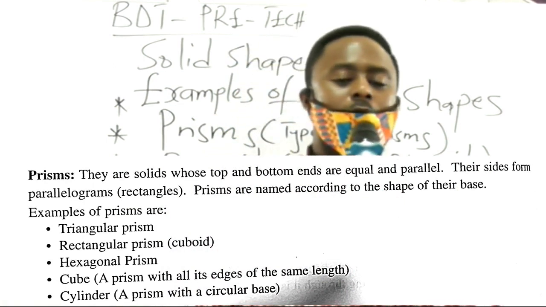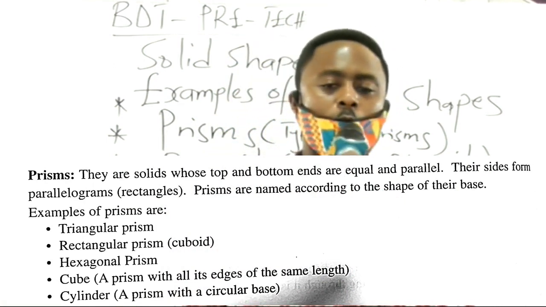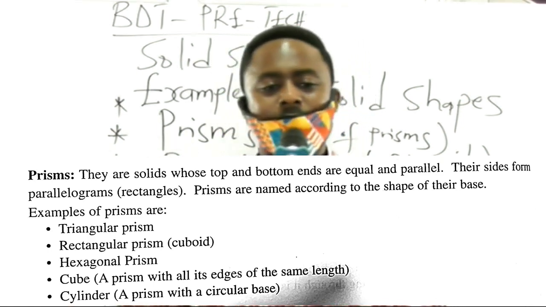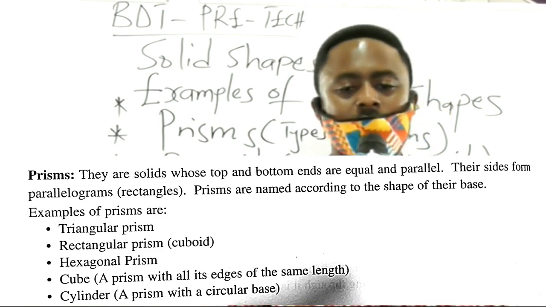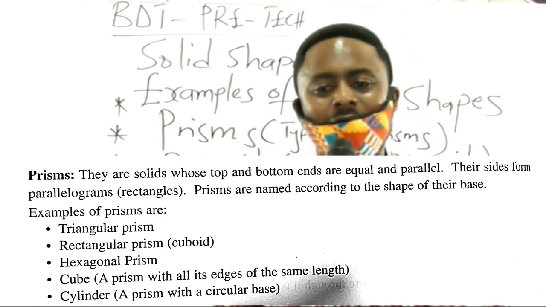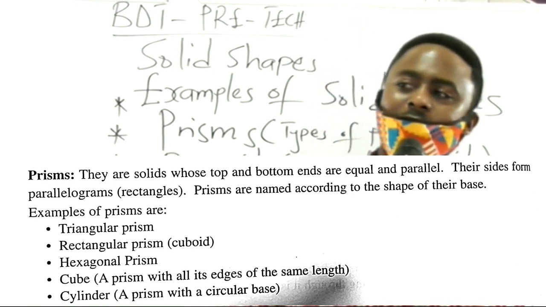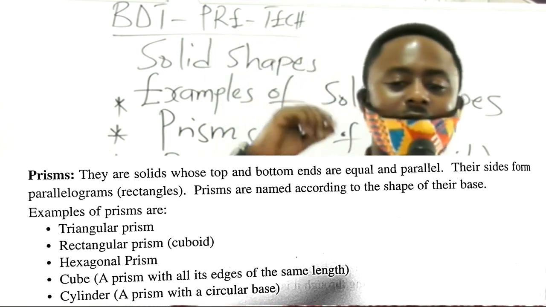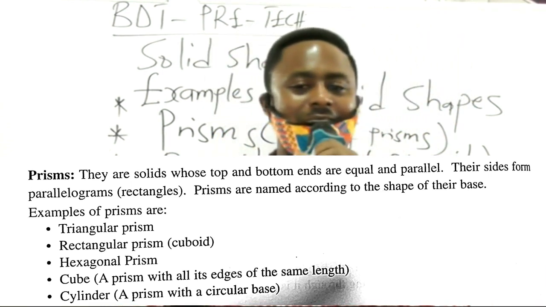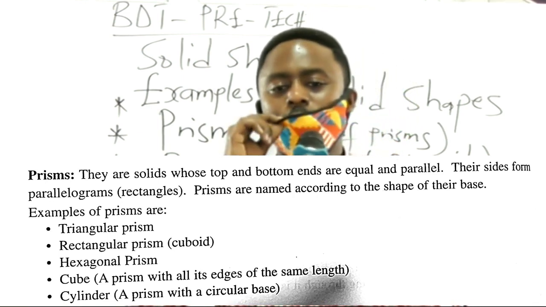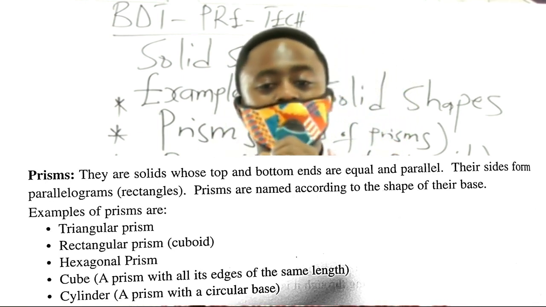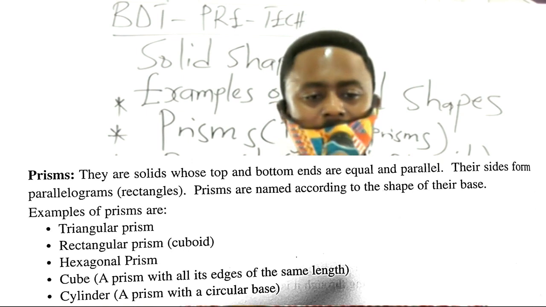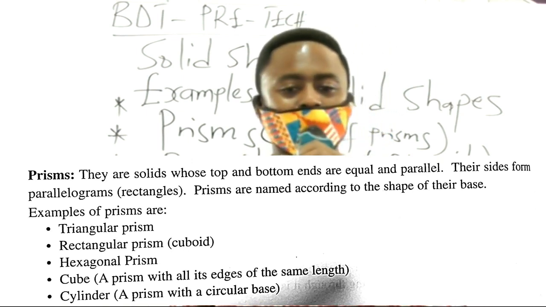Good. So prisms are solids whose top and bottom are equal and parallel. Now, in our previous lessons, we learned about parallel lines, where we said that parallel lines are lines that do not meet. So if you have a solid shape whose edges do not meet, it is described as a prism.